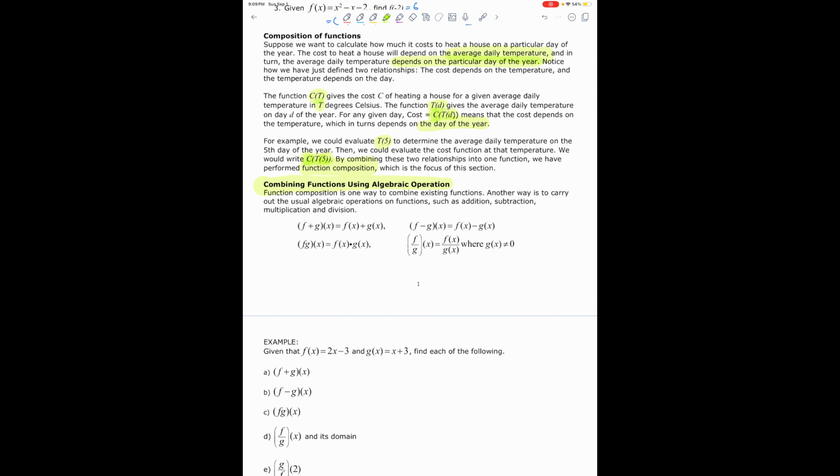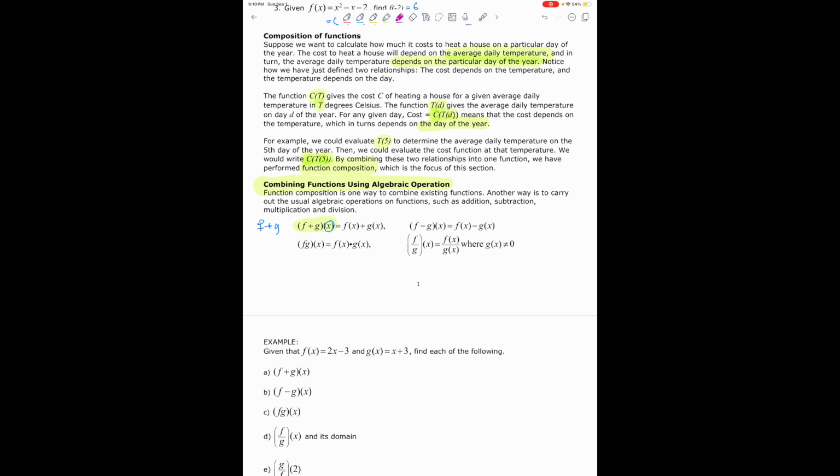Algebraic operations will do exactly what you expect them to do, which is basically if you're adding two functions together, you're going to add the functions together. Like terms will be added together and so on. Function composition is one way to combine existing functions. Another way is to carry out the usual algebraic operations on functions, such as addition, subtraction, multiplication, and division. When you add two functions together, if you write f plus g of x, or just f plus g, without the x, that just indicates that the variable is x. This basically means f of x plus g of x.